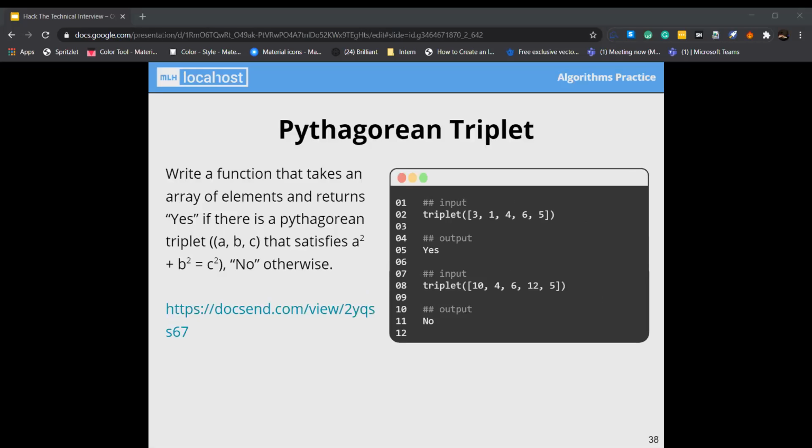And the third was: you are given an array and you were to display if the array contains at least one Pythagoras triplet. A Pythagoras triplet is a group of three numbers which satisfy the condition a square plus b square equals c square. So if there is at least one set which satisfies this condition, it is said to be a Pythagorean triplet.